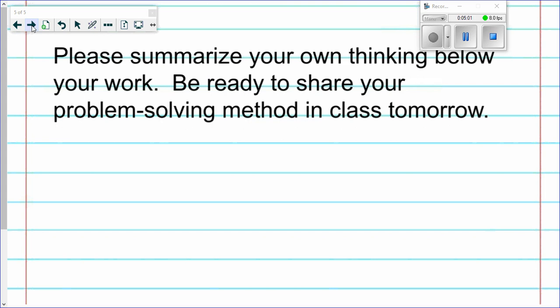Please summarize your work at this time. Write about your thinking, write in enough detail that if someone read your summary, they would understand the strategy that you used to solve the problem and could actually use your strategy. Please be ready to share your problem solving method in class tomorrow with your partner.